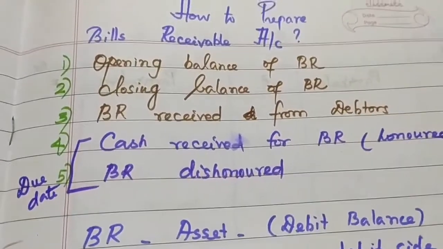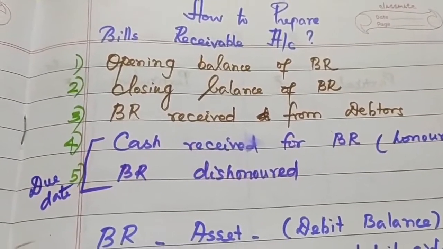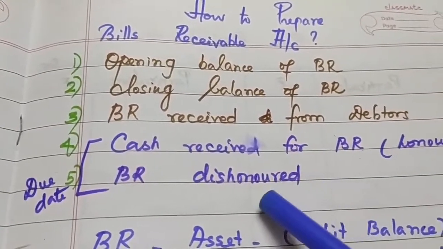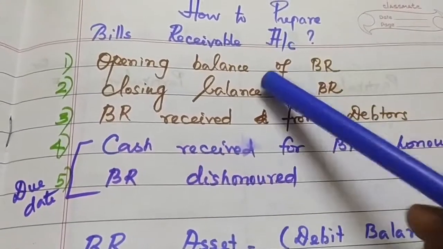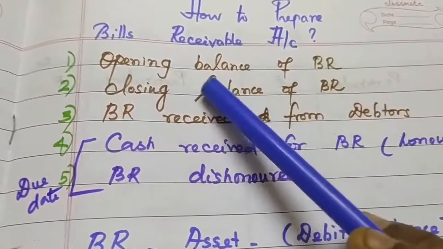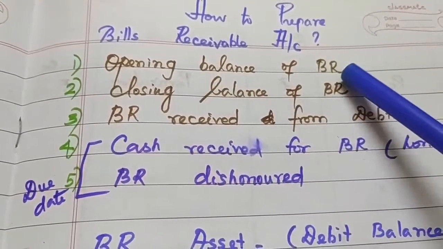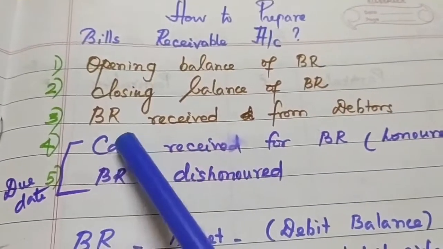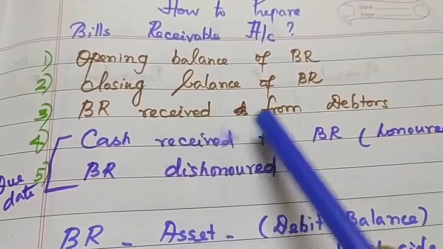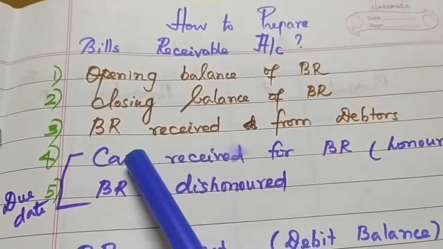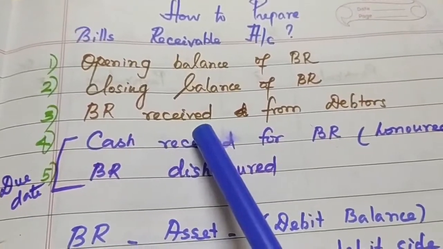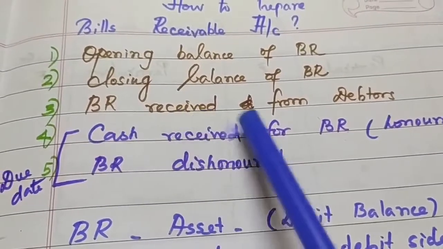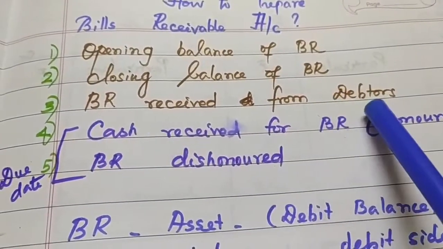My dear children, now let us learn how to prepare bills receivable account. As I said earlier, in bills receivable account, you can see 5 transactions. One is opening balance of bills receivable, next closing balance of bills receivable, bills receivable received from debtors, that is, after the bill is issued, debtor is accepting and sending to the creditor. This is bills receivable received from debtors.